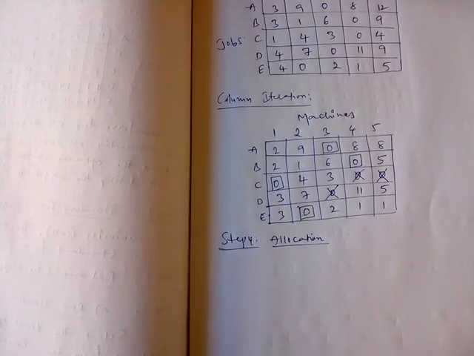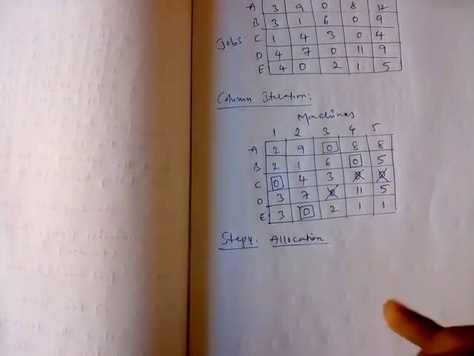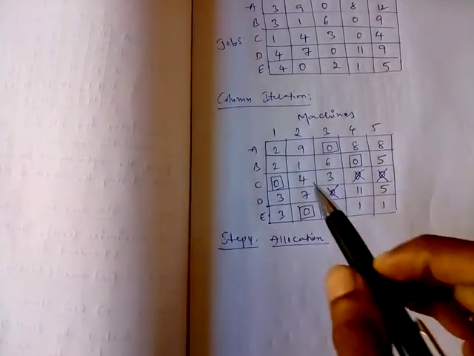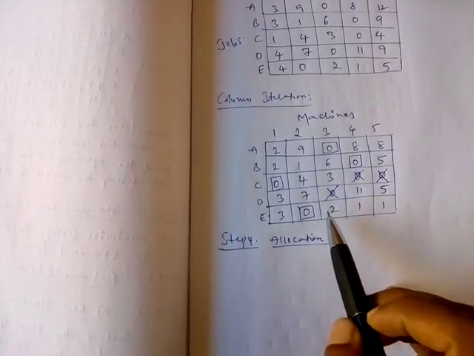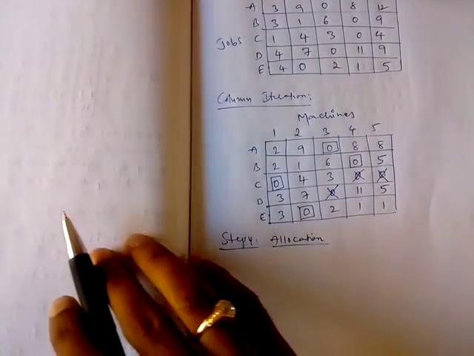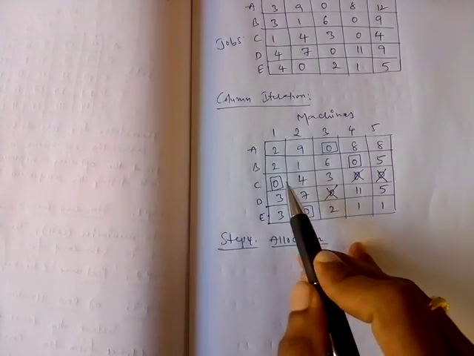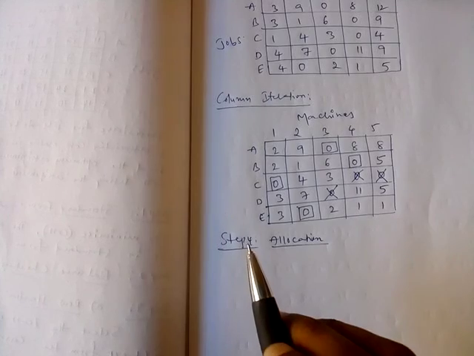Now next one is to check how many allocations are done. 1 2 3 4. As the number of allocated cells is not equal to number of rows or columns. Number of rows or columns is 5, but allocated cells are only 4. 1 2 3 4. So this is not an optimum solution.